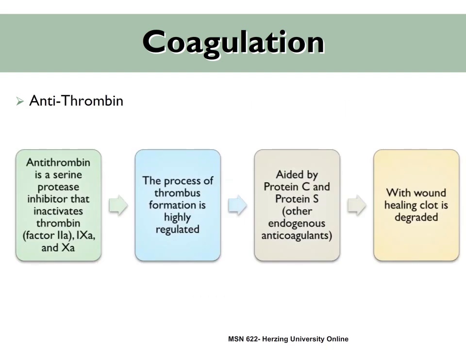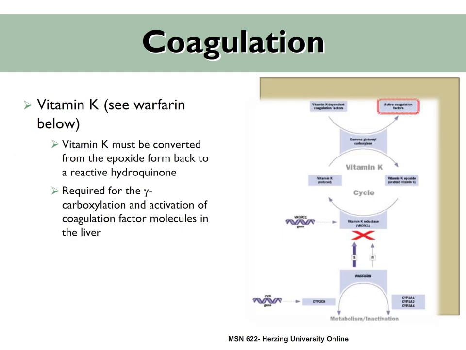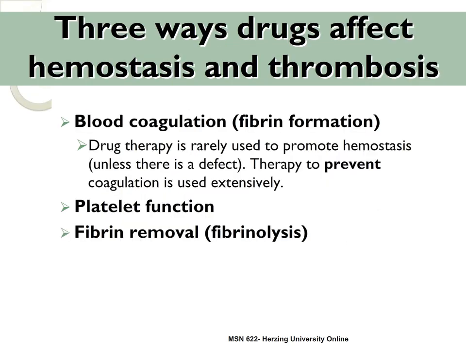The process of thrombus formation is highly regulated by antithrombin. It's a serine protease inhibitor that inactivates thrombin, basically factor 2, and is aided by protein C and S particularly. Now, if you look at the coagulation cascade, vitamin K, which is one of the important factors, has to be converted from the epoxide form back to a reactive hydroquinone, and this is required for the carboxylation and activation of the coagulation factor molecules. This is particularly what is inhibited by warfarin.